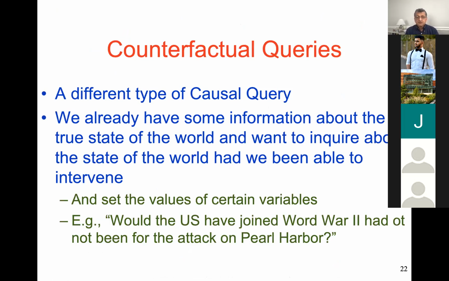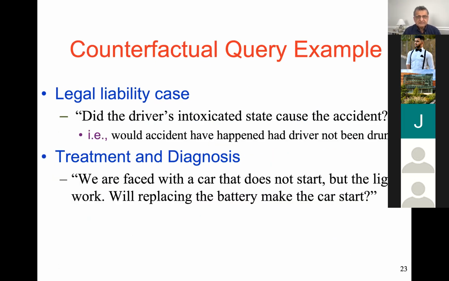Counterfactual queries are a different type of causal query. We already have some information about the true state of the world and want to inquire about the state of the world had we been able to intervene, all right, and set the values of certain variables. So we're saying it is not observed data, but we want to consider that. Example, would the US have joined World War II had it not been for the attack on Pearl Harbor, right? So we know that there was an attack, but we're saying, what if it did not happen? So counterfactual queries are not hypothetical history questions.